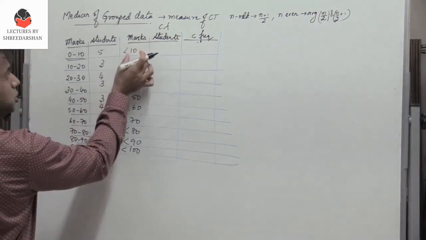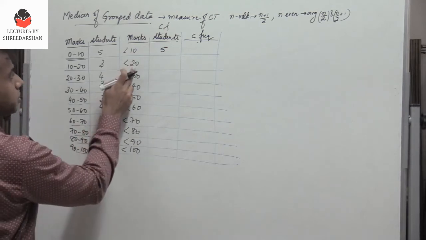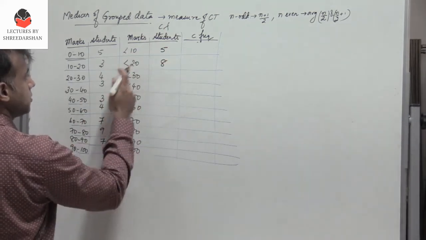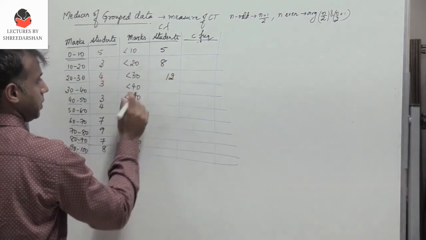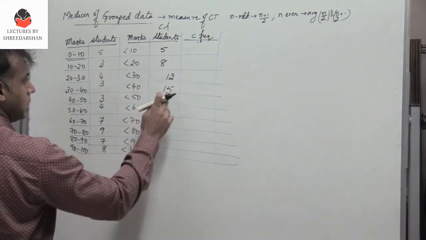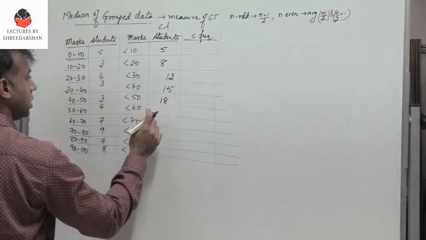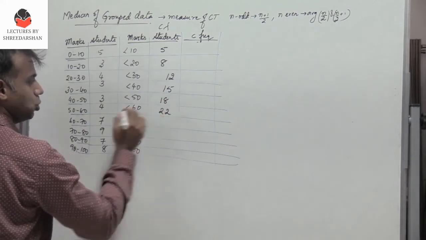Students who have scored marks less than 10 would be 5. Students who have scored marks less than 20 would be 5 plus 3, which is 8. Less than 30 would be 8 plus 4, which is 12. Less than 40 is 12 plus 3 is 15. Less than 50 is 15 plus 3, which is 18. Less than 60 is 18 plus 4, which is 22.